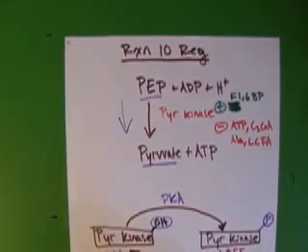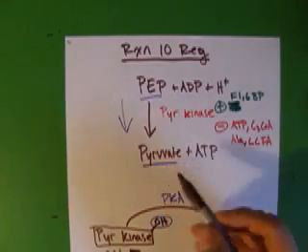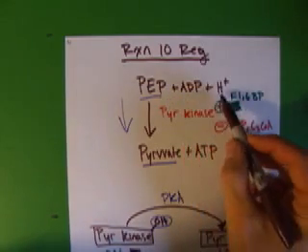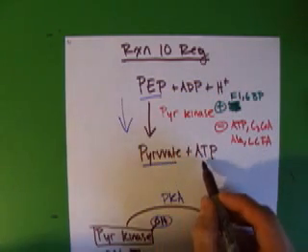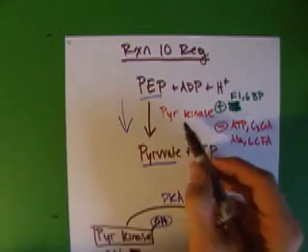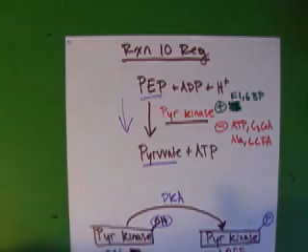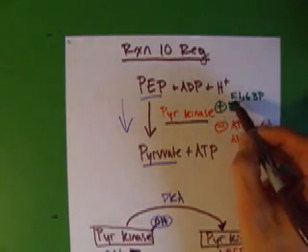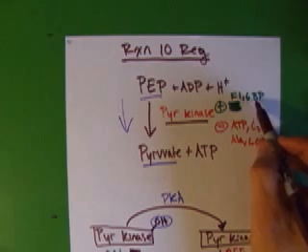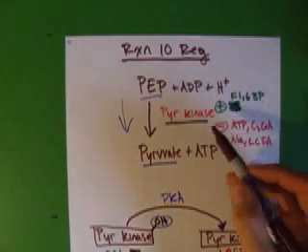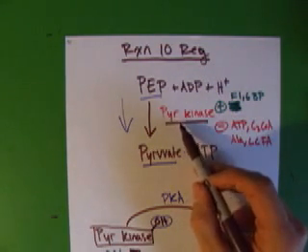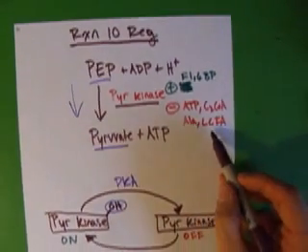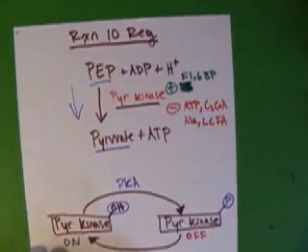So far we have seen PEP go to pyruvate. It's also good to note that PEP plus ADP plus a proton is what gives you pyruvate and the ATP. This happens because of pyruvate kinase. The other things that we learned are the feed-forward stimulation, the presence of fructose 1,6-bisphosphate activates pyruvate kinase, and ATP, acetyl-CoA, alanine, and long-chain fatty acids slow this process down.